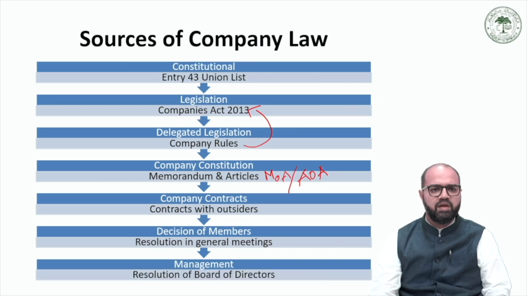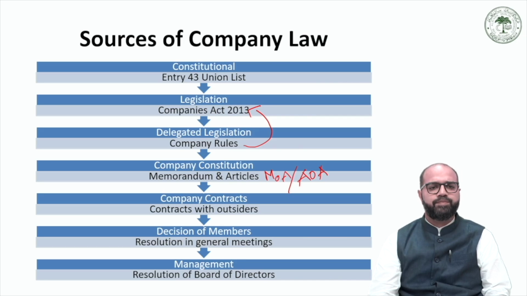Then there are certain decisions of the management, which consists of the board of directors, who are the managers of the business, along with other key managerial personnel like CEOs, CFOs, COOs, and so on and so forth. The resolutions which these managers take in their meetings also form a part of company law. So this is to give you a very exhaustive and detailed hierarchy of laws that affect the functioning of companies.